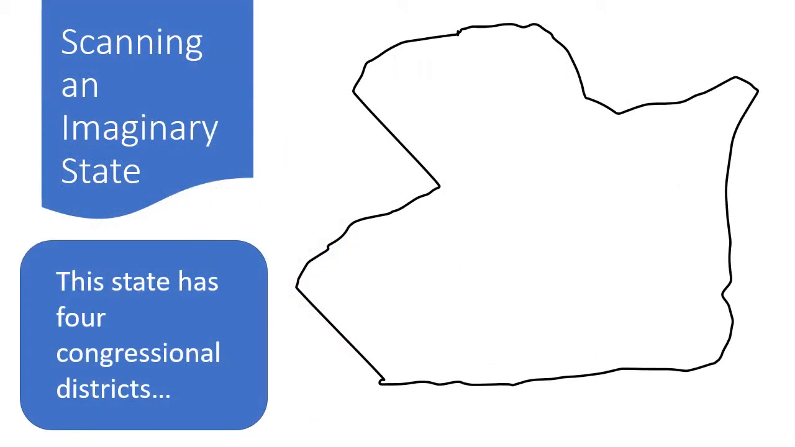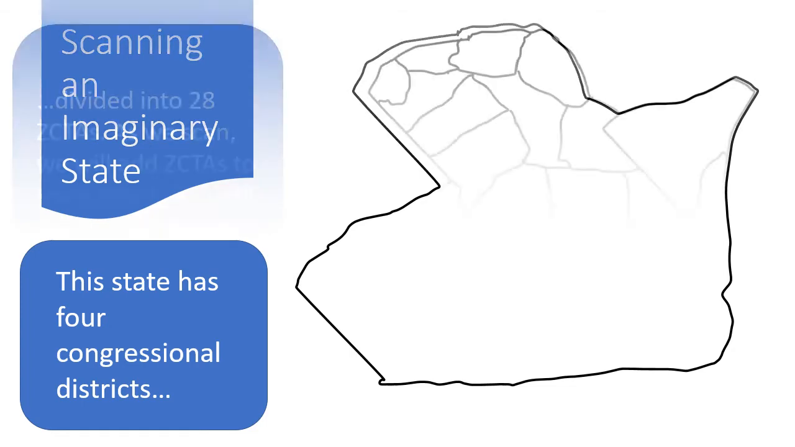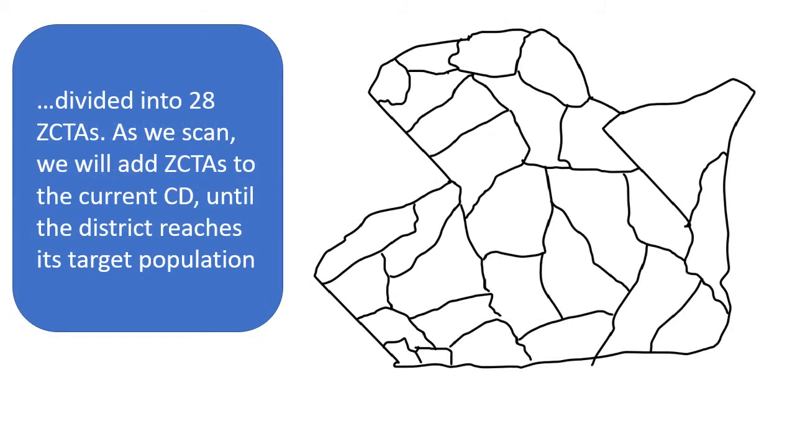We will demonstrate our proposed scheme with ZCTAs, reference lines, and scan lines using this imaginary state, which has been apportioned to have 4 congressional districts. Our imaginary state has been divided into 28 ZCTAs. As we scan across the state, we will add ZCTAs to the current CD until that CD reaches its target population.